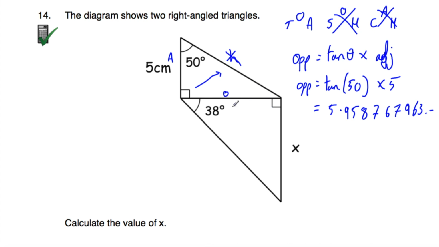And I'm actually going to change the color of ink to red. That's 5.9587 and so on centimeters. So that's now the length of this side. We've got the angle, and we want to find the length of this side x.